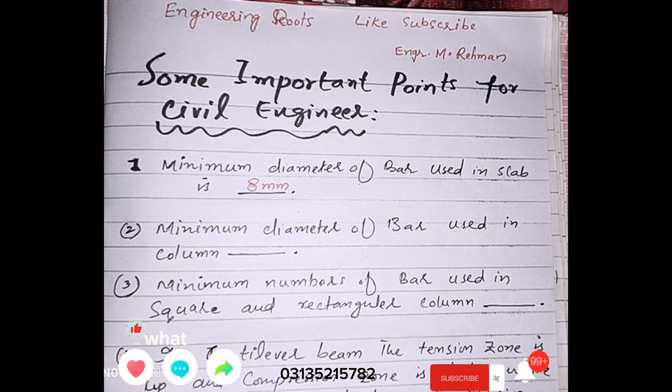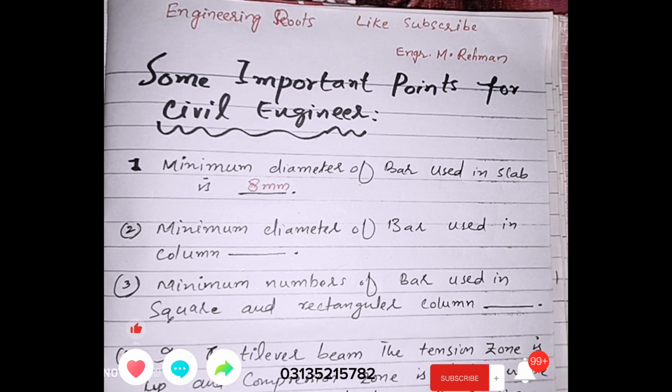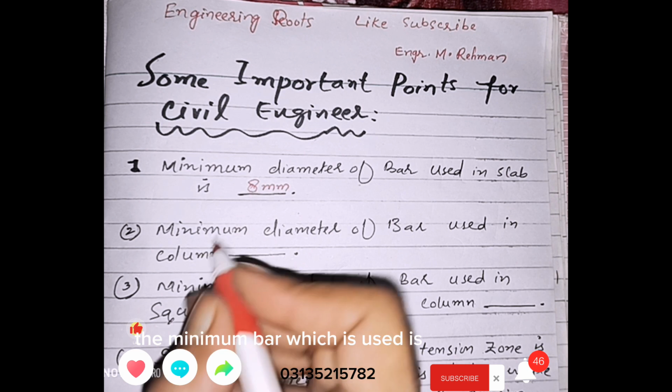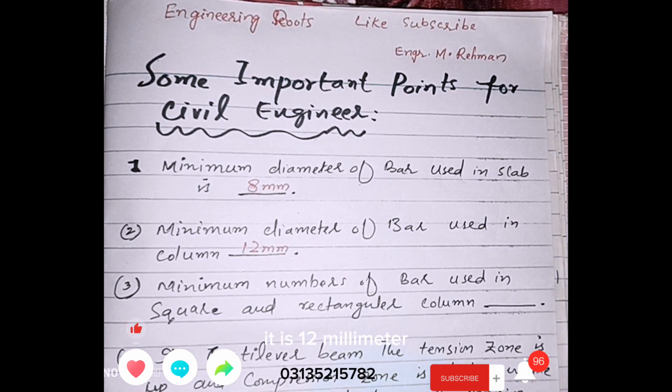Number second, what is the diameter of a bar used in columns? In slabs and in columns there are different bars which are used. So in the column the minimum bar which is used is 12 millimeter. It is 12 millimeter.